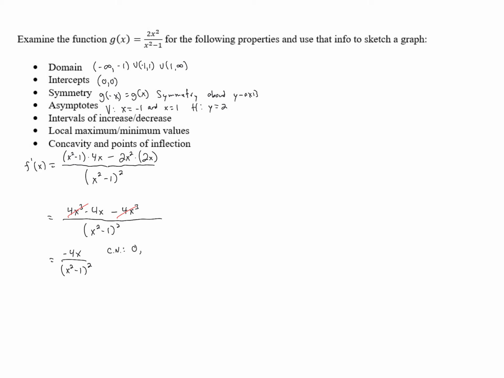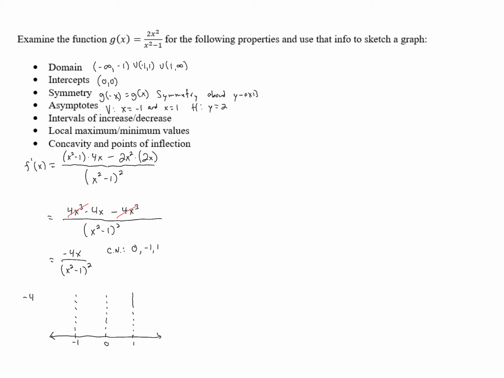And then this derivative is undefined when the denominator is equal to 0. And we already know from the original function, even though this denominator is squared, that we're going to have a 0 at negative 1 and positive 1. So there's going to be 3 critical numbers here, 0, negative 1, and positive 1. So let's go and put those on a number line, and we can start making a sign chart.